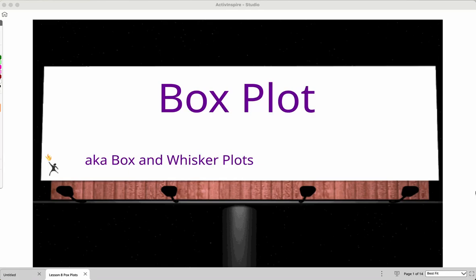Talk about box plots today. Now they have another name. It's called box and whisker plots. I guess that one's a little bit older in name, but sometimes you'll see that written on standardized testing and different things like that. But we're going to talk about a box plot.